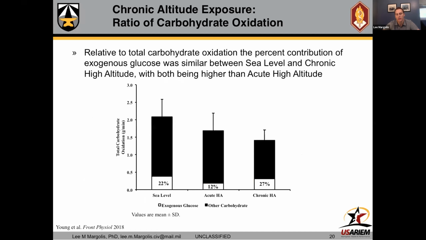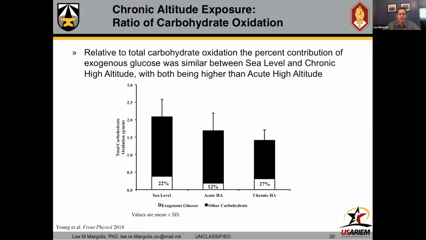So because total carbohydrate oxidation was lower at chronic high altitude compared to acute and sea level, when we look at the exogenous oxidation as a percentage of that, we see that there's no difference at chronic high altitude, being 27% of total carbohydrate oxidized, to sea level, which was 22%. So it seems that even though the absolute value was still statistically lower, when you account for total carbohydrate oxidized, it was actually able to completely recover by 21 days of high altitude.